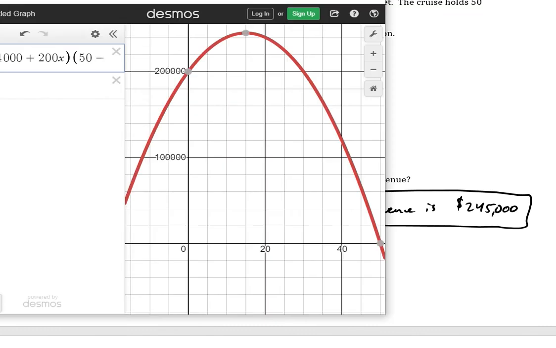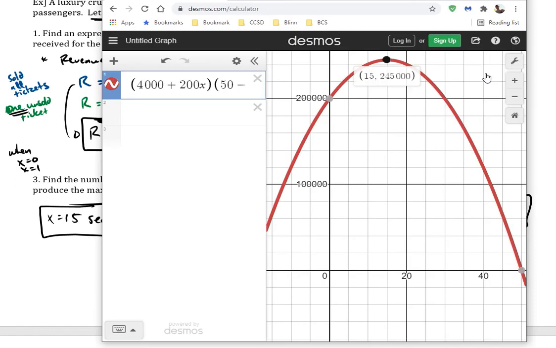Okay, anyway, so we found everything, though. Once we had the equation, it was just this graph. Remember, the maximum or minimum is the y-coordinate of the vertex. Sometimes they want that x information, too.